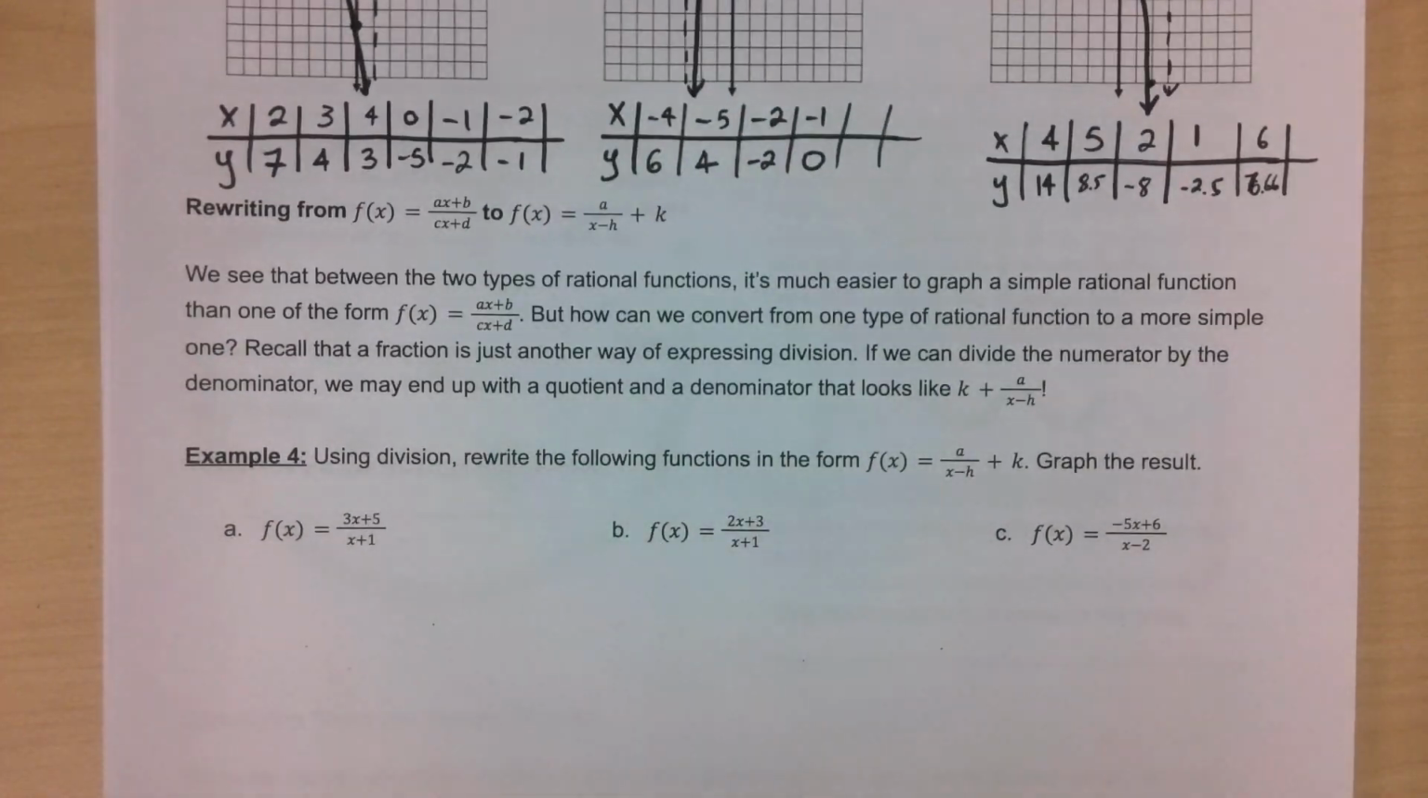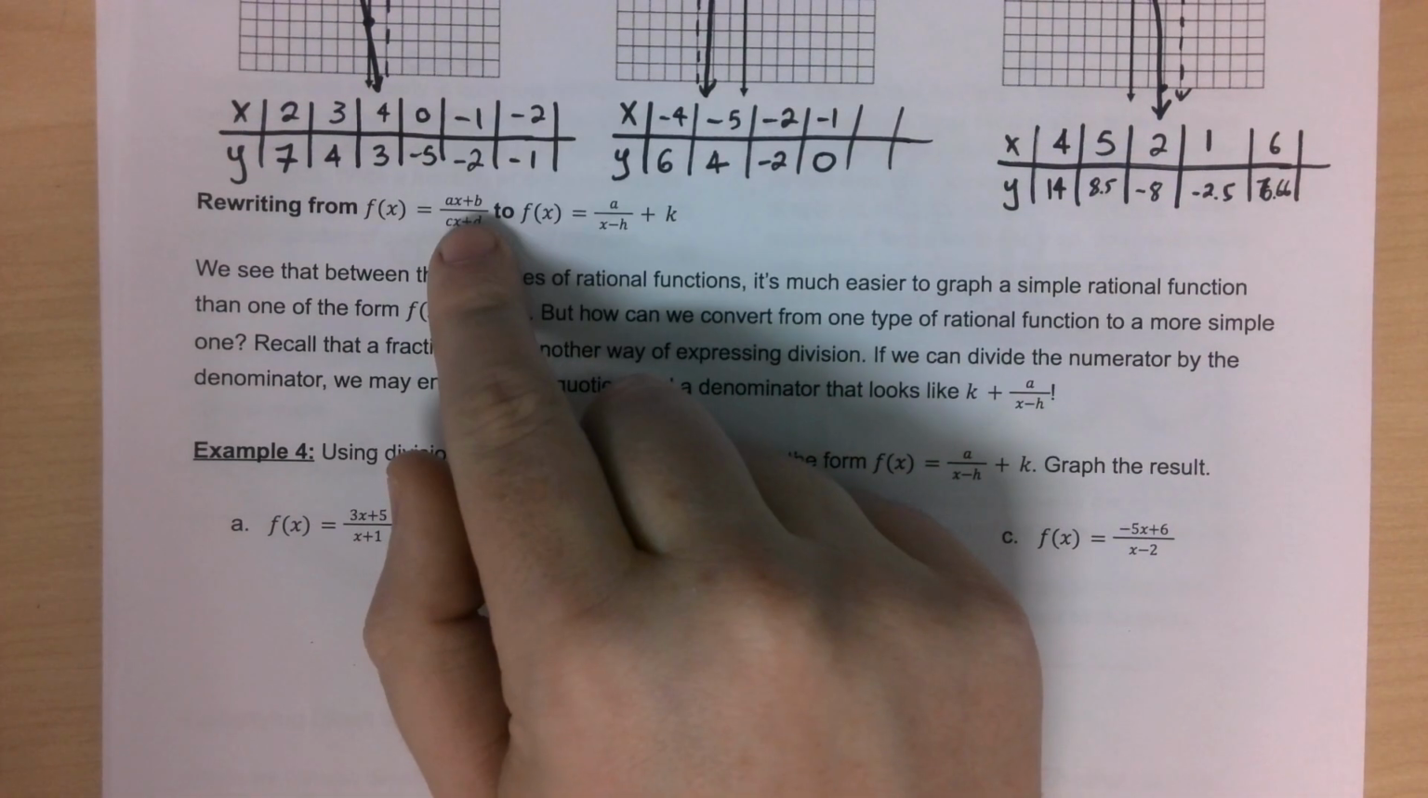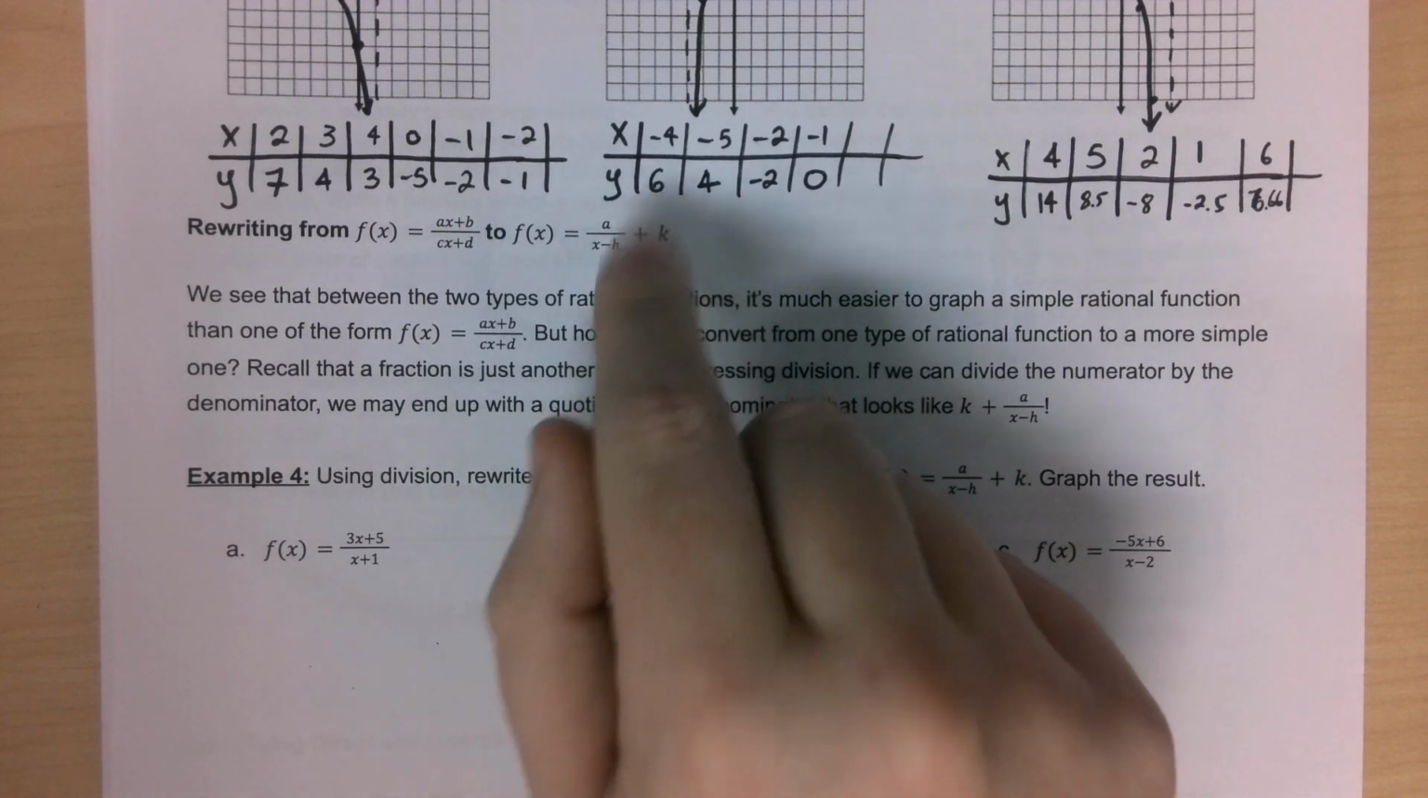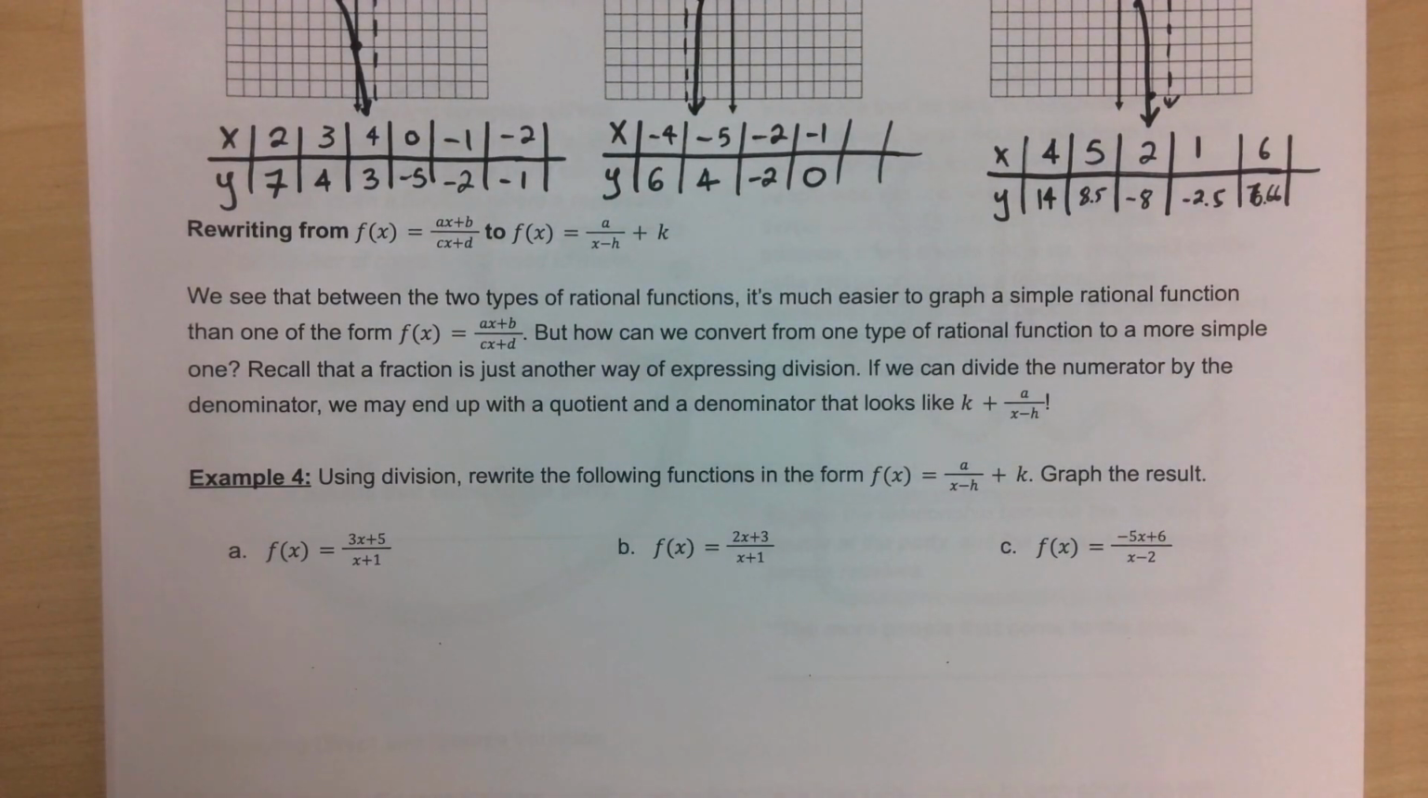Last but not least, we see that one of these forms is much easier to use than the other. So, if we want to go from one form to another, we should know how to switch it up. This is how we can switch from this more complex form to our more simple form. It's much easier to graph a simple rational function. So here's how we do it.